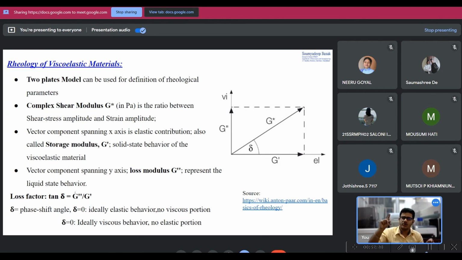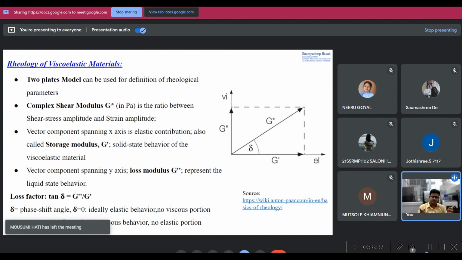And the loss modulus: because of the water content, there would also be a hindrance property because of the water content. That property is called the loss modulus, and it can be denoted by G double prime. So G prime and G double prime, these two parameters, the y-axis contribution and x-axis contribution, we most efficiently measure in case of hydrogel characterization.